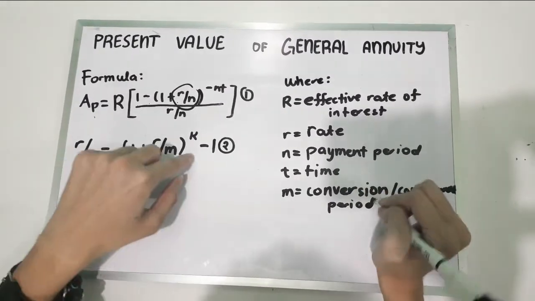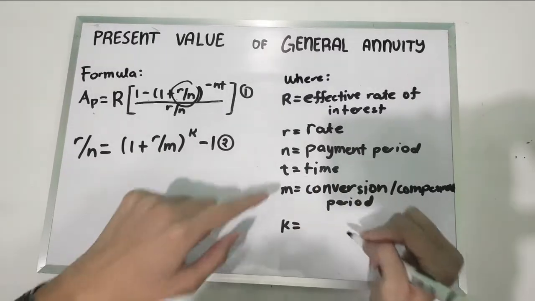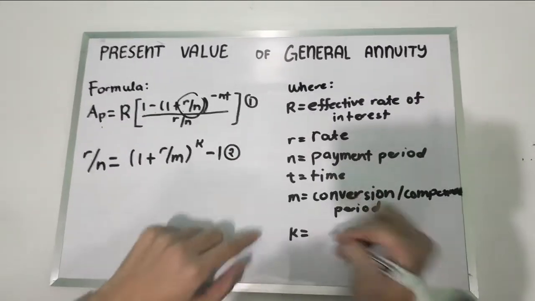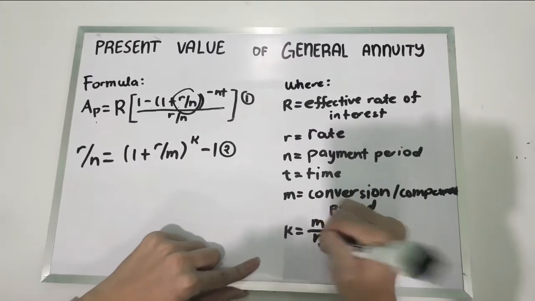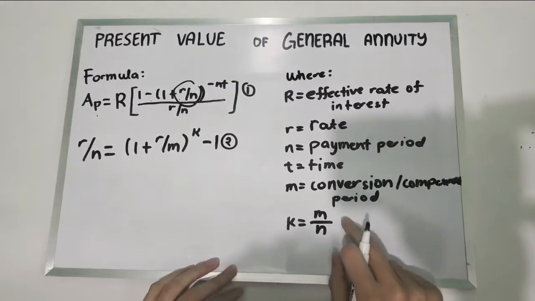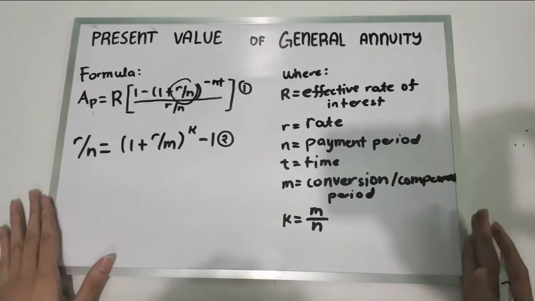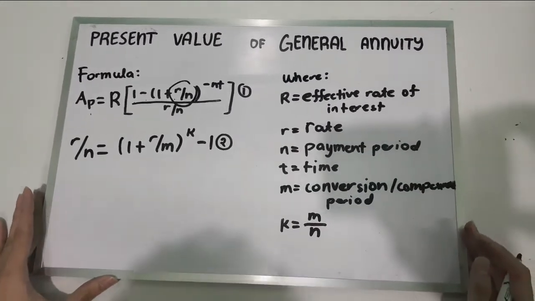And the k, this is our conversion period divided by the payment period, or m over n. To get the k, we need to divide m over n. So, with this in mind, let's go to our first example.